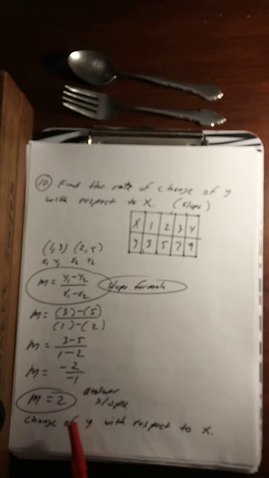Find the rate of change in y with respect to x. So we have 1 and 3, 2 and 5. So x1, y1, x2, y2. This started, so 3 minus 5 over 1 minus 2. 3 minus 5 is negative 2 over negative 1. That's going to be a 2. Slope is 2, or rate of change of y with respect to x.